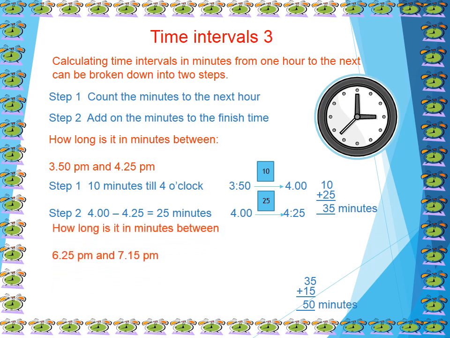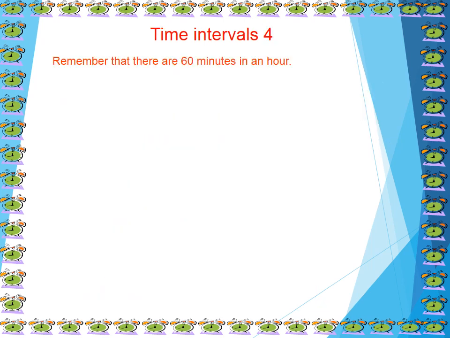Let's take another example. How long is it in minutes between 6:25 p.m. and 7:15 p.m.? First step, how many minutes between 6:25 till 7? Yes, it's 35 minutes. Then from 7 to 7:15, how many minutes do we have? Yes, we have 15 minutes. So 35 plus 15 equals 50 minutes. Remember that there are 60 minutes in an hour.